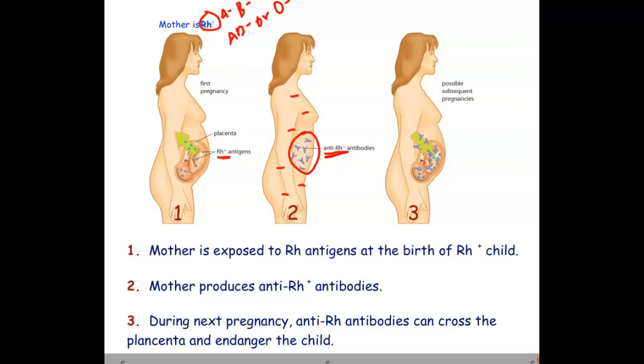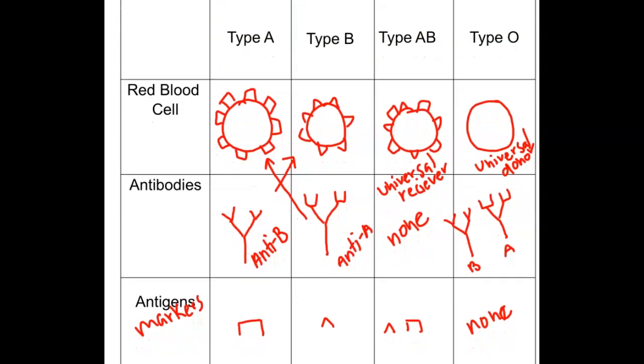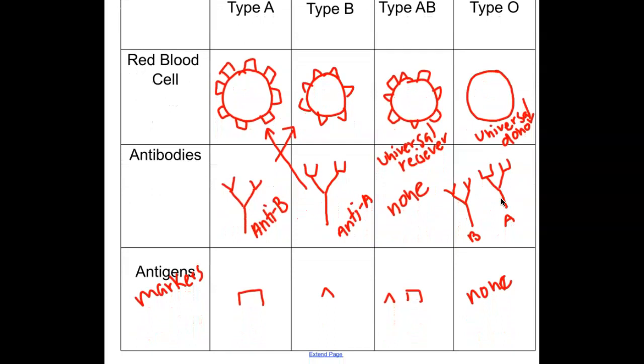So those are our types of blood. This is kind of the most important thing that we did. Okay, knowing what the antibodies and the antigens are in each, and that's kind of what you're going to be tested on in your drawing quiz.